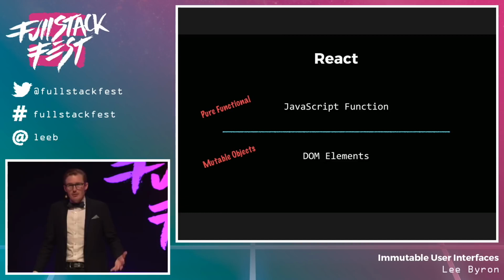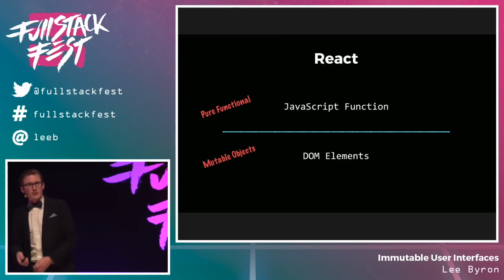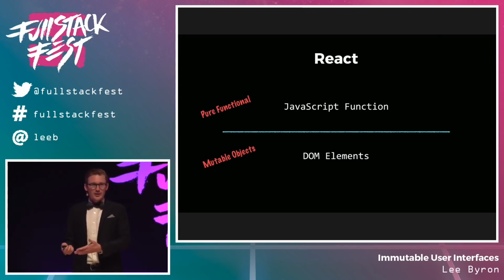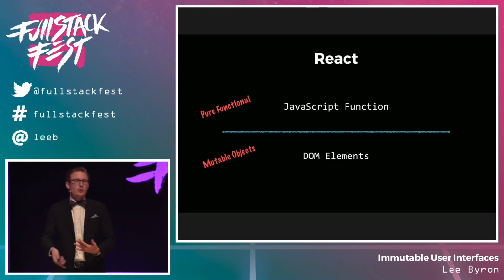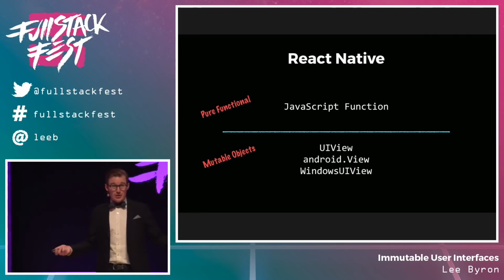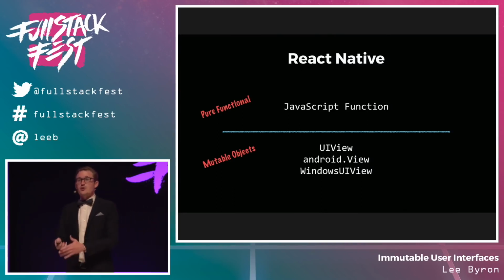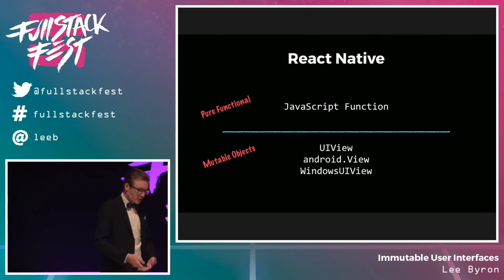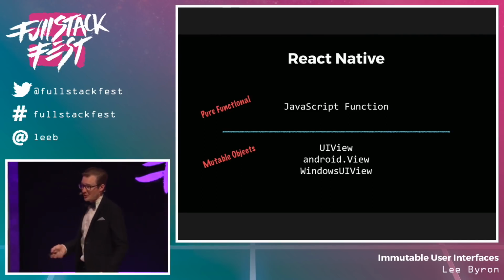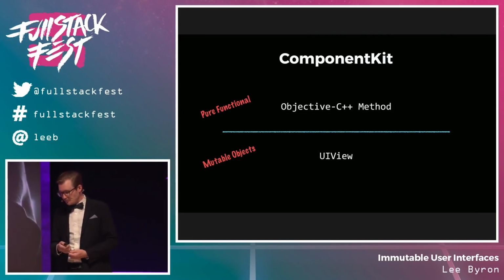So components are a really important aspect of this architecture, and of course React is an excellent library that implements this concept. React lets you write pure JavaScript functions and then manages the mutable DOM elements on the web page underneath for you. And if you're building native apps, you've got options. So there's React Native. React Native lets you write these component functions using the same React API in JavaScript, but it will bridge down to the native UI framework, so it'll use UIKit on iOS, it'll use Android views on Android, it'll even use Windows UI views if you're building for Windows.